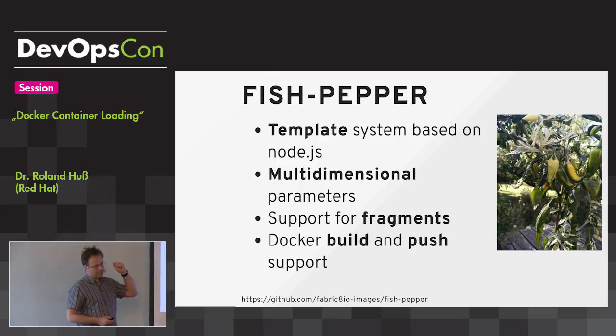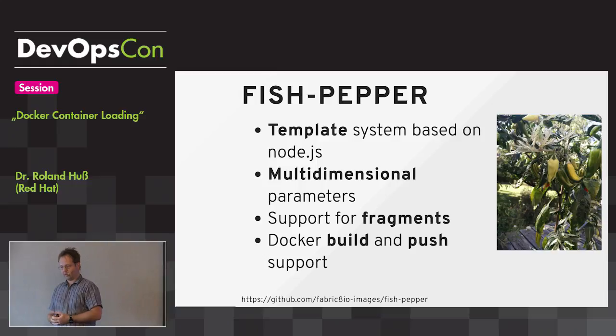Okay, what's special with Fish Pepper? As I said, it's a template system. It's based on Node.js, so it's written in JavaScript. And it allows for so-called multi-dimensional parameters. To explain this, maybe I step back a little and explain my use case, the reason for creating Fish Pepper. I'm responsible for a whole set of base images, Java base images. These base images are very, very similar, but differ in certain parameters.